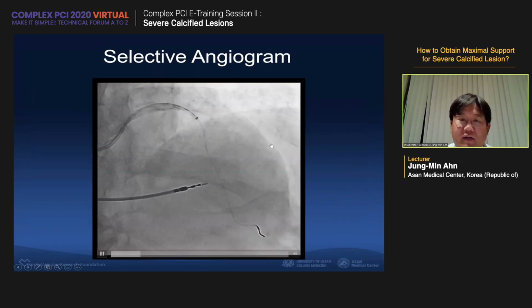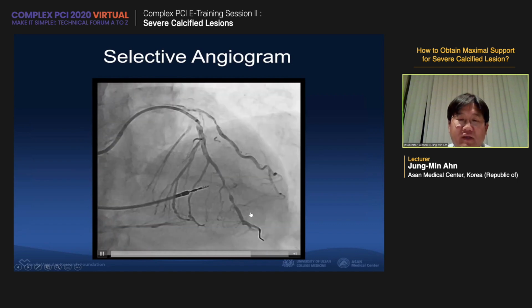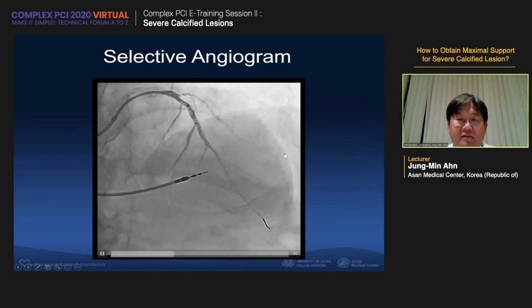But in addition, selective angiogram can be done by the catheter.